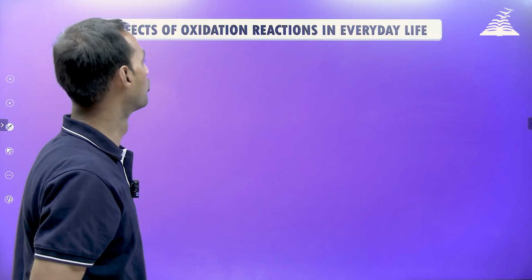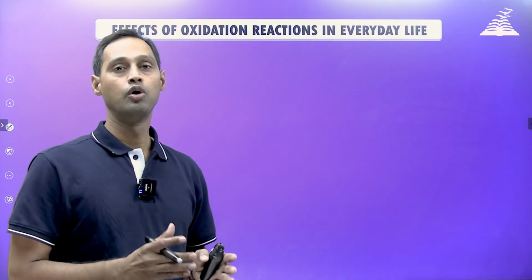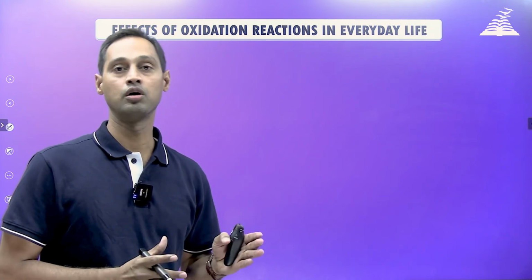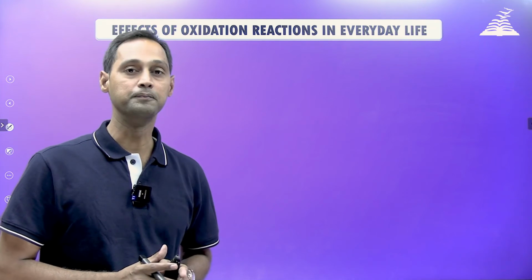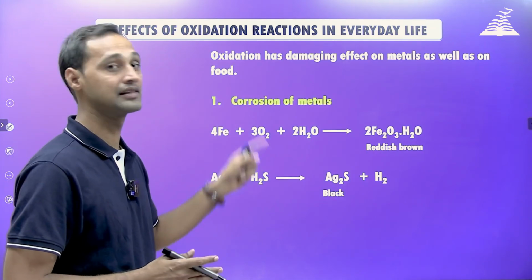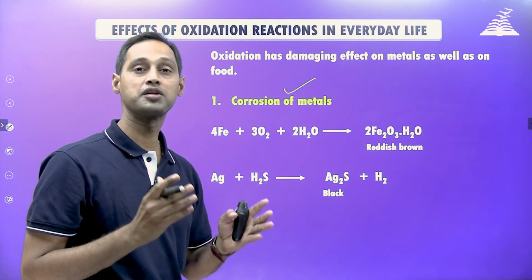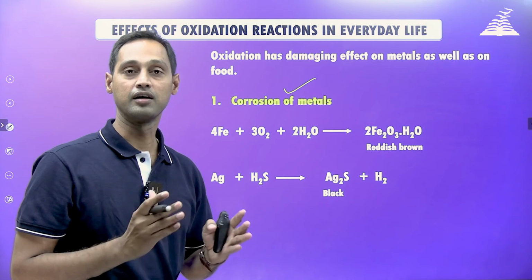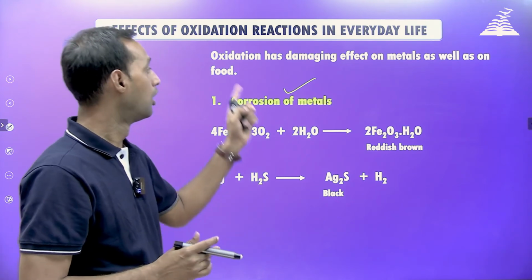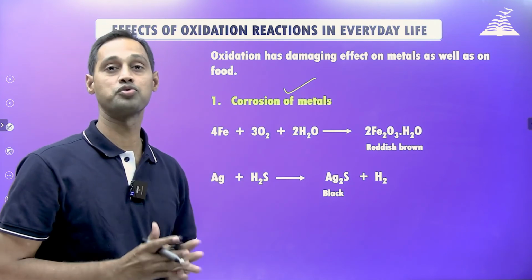Right? Now we are moving to effects of oxidation reactions in everyday life. So oxidation reactions have a damaging effect on food and metals mainly. If an oxidation reaction has a damaging effect on metals, then we say corrosion. The oxidation of food, we say rancidity. We will now discuss them one by one. So the damaging effect on metals is corrosion. We call it corrosion of metals.